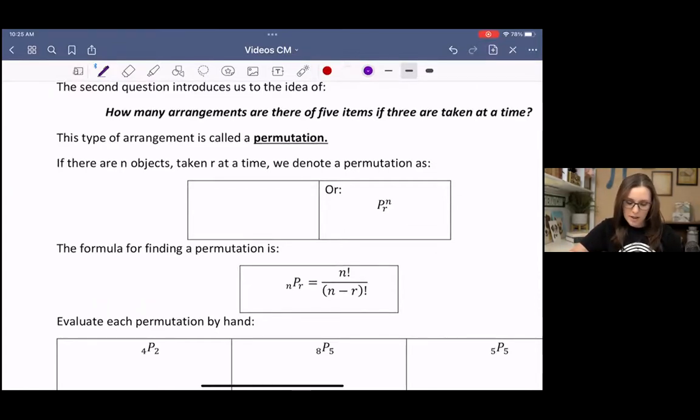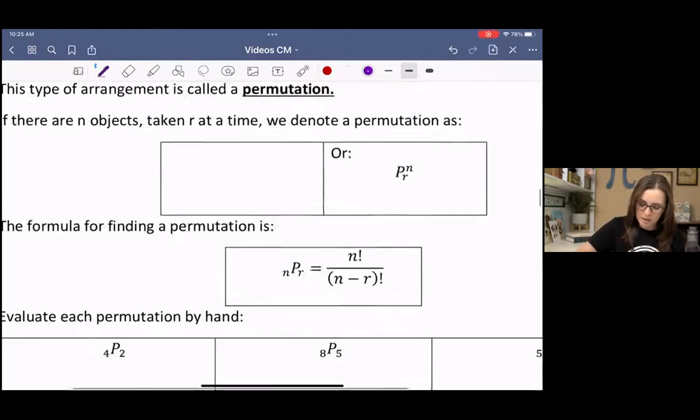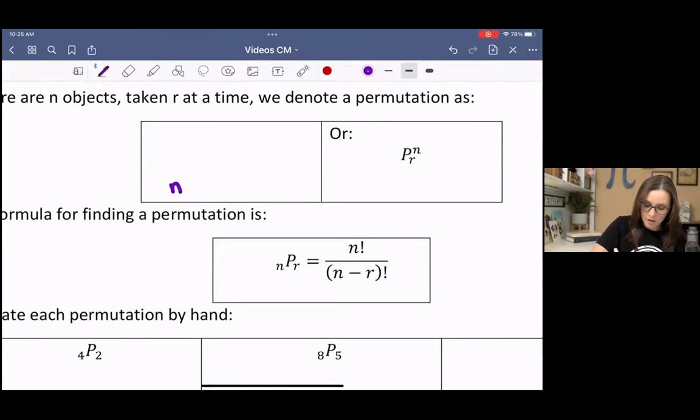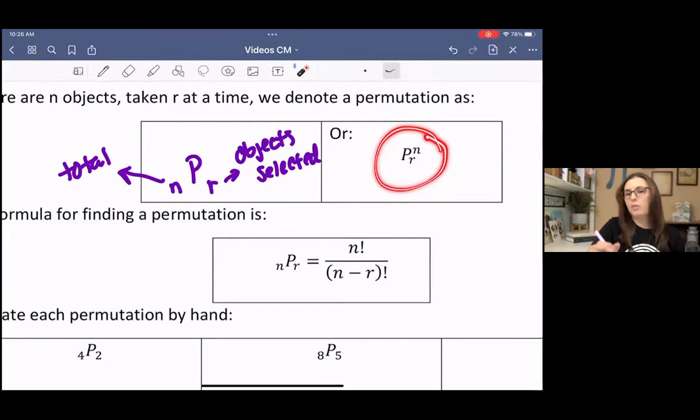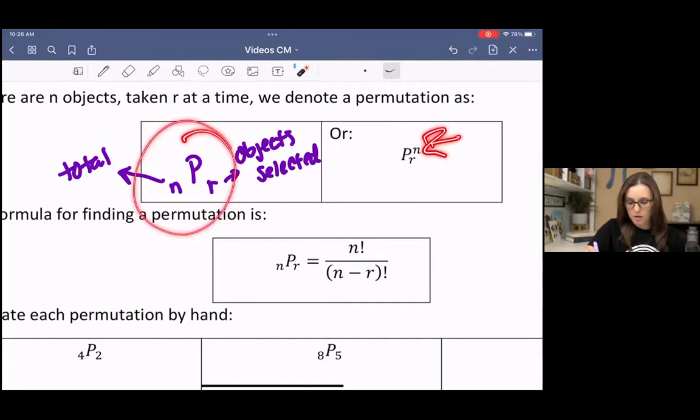So you might see permutations written as a little n down here, big P, little r. N represents the total, and R represents the objects selected. You might also see this written like this instead, with the N at the top and R at the bottom. I noticed when I was making this document, this was my only option for typing that in. So I usually write it this way, but this is also safe.